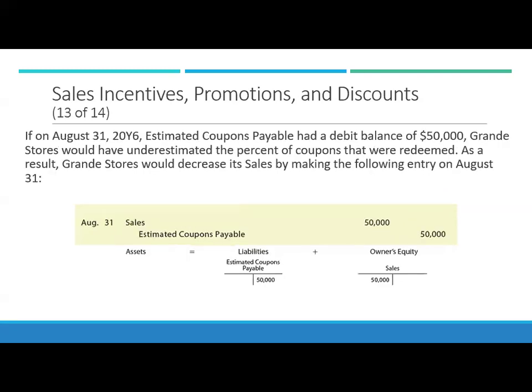And then let's say that instead customers actually used more coupons than we thought they would. Then the amount actually is a debit balance of $50,000. We have to reduce it to zero anyway, and so it's actually going to reduce sales more. So we debit sales, credit estimated coupons payable to zero out our general ledger account for coupons payable.